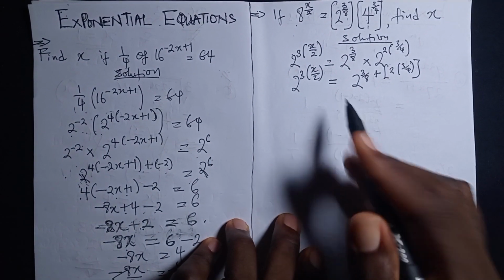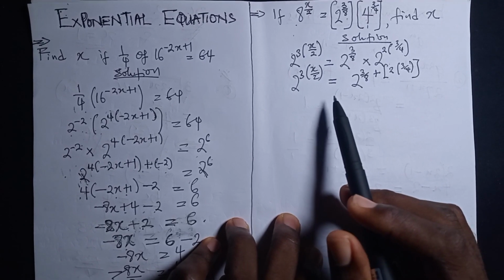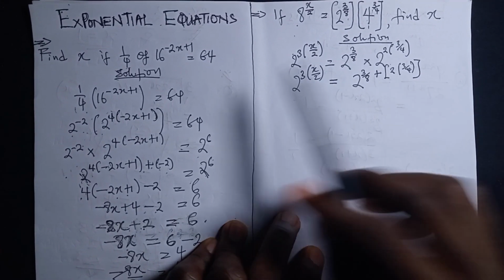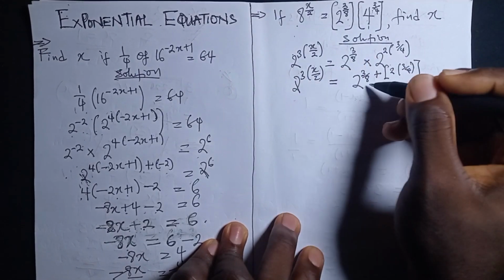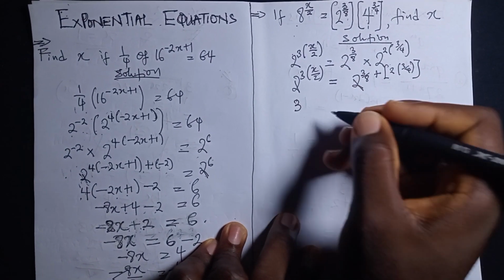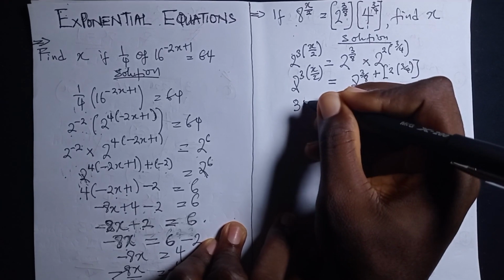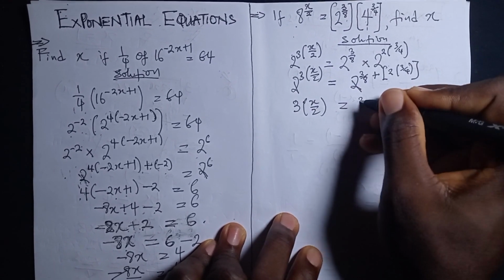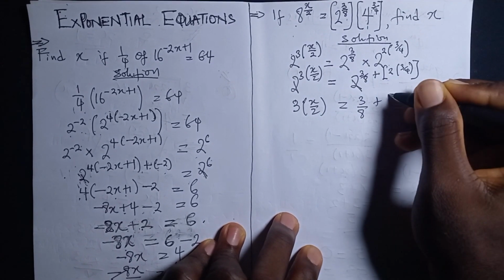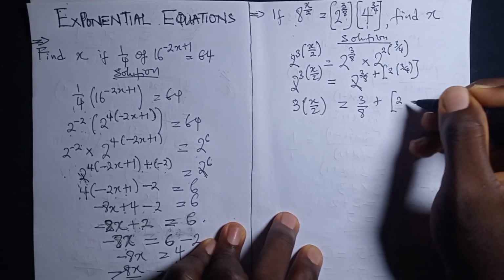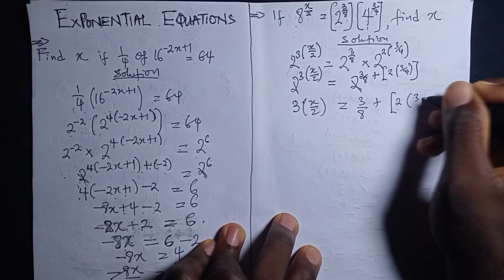So solving this further, we apply the law of exponential equations that says when the two bases are equal, equate what? Their indices. We can cancel this base and equate their indices, which is what? 3x over 2 is equal to 3 over 8 plus 2, 3 over 4.